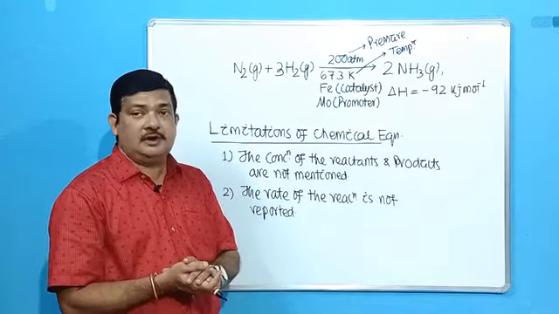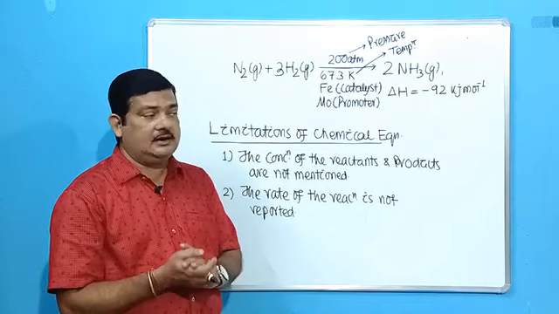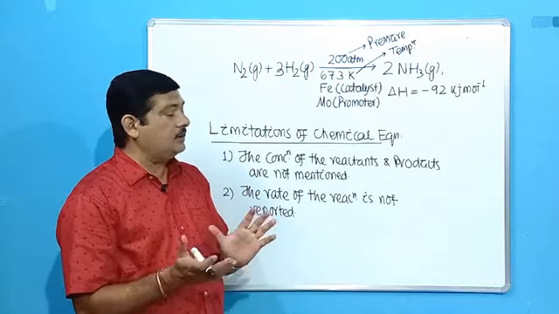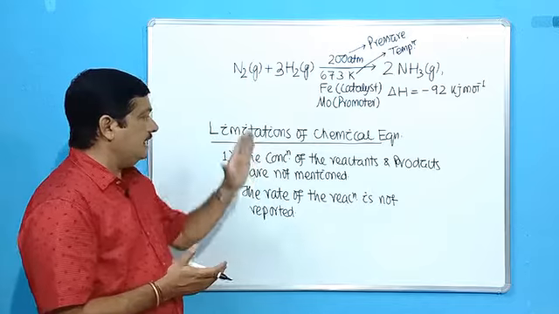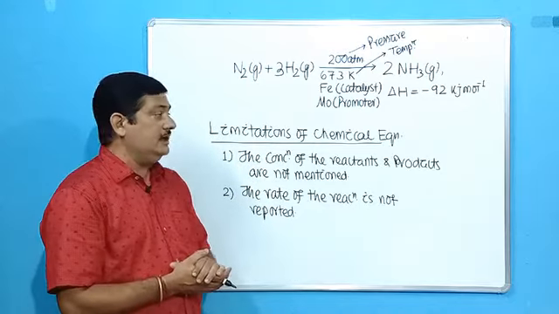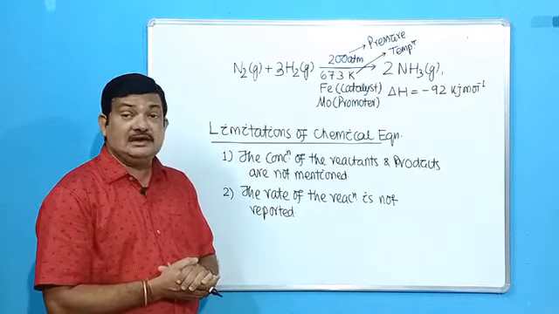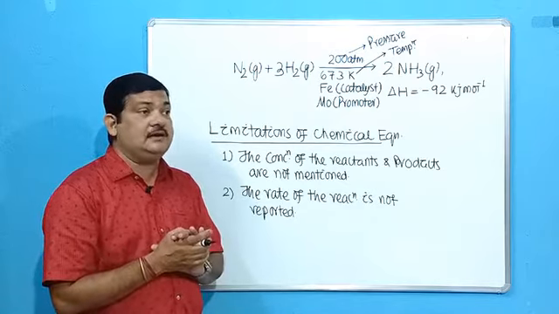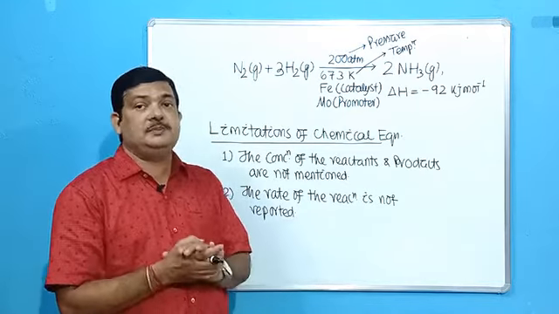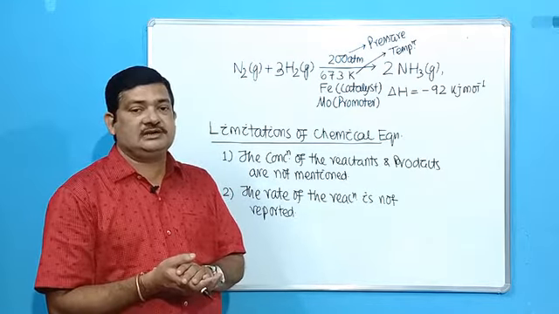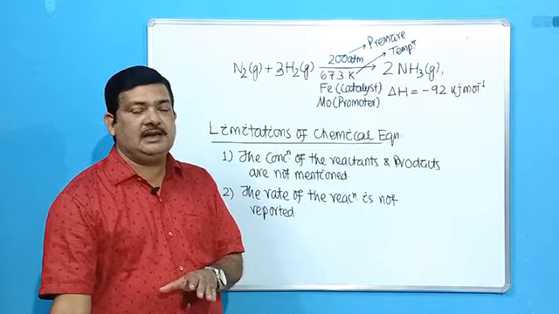We will not get any idea whether it is a slow reaction or moderate reaction or instantaneous reaction. So this is all about your chemical equation and their limitations. Okay, next we go to balancing of chemical equation. I told you the first condition of a chemical equation, that it must be balanced. So next we will discuss balancing of chemical equation.